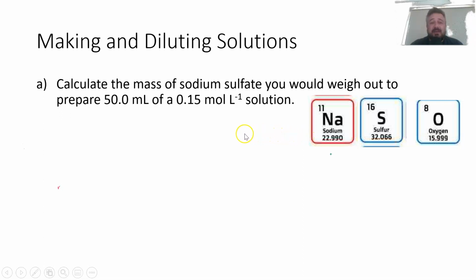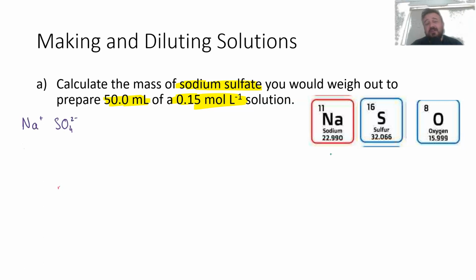Another thing we can see is that our piece of data with the lowest amount of significant figures is moles per liter, and that's 0.15. So there are two significant figures, so that means our answer can be no better than two significant figures as we move on. So these are our key facts. We've got 50 milliliters, or 0.050 liters, actually 0.0500 liters. We have 0.15 moles per liter of the solution, and it is of sodium sulfate.